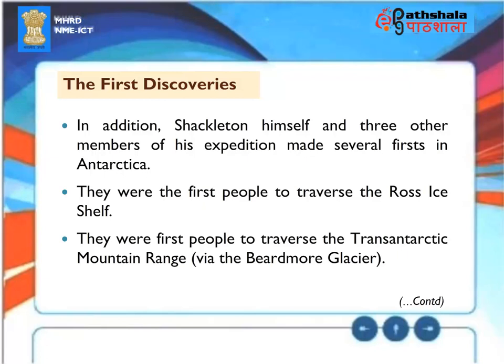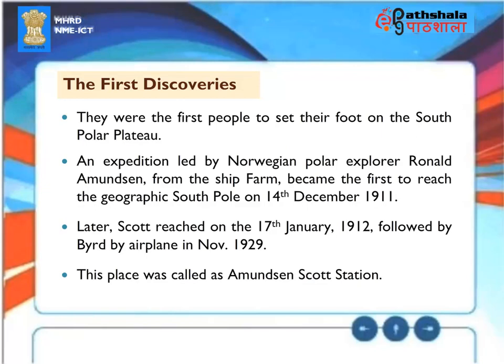The first discoveries. In addition, Shackleton himself and three other members of his expedition made several firsts in Antarctica. They were the first people to traverse the Ross Ice Shelf. They were the first people to traverse the Transantarctic mountain range via the Beardmore Glacier. They were the first people to set foot on the South Polar Plateau.